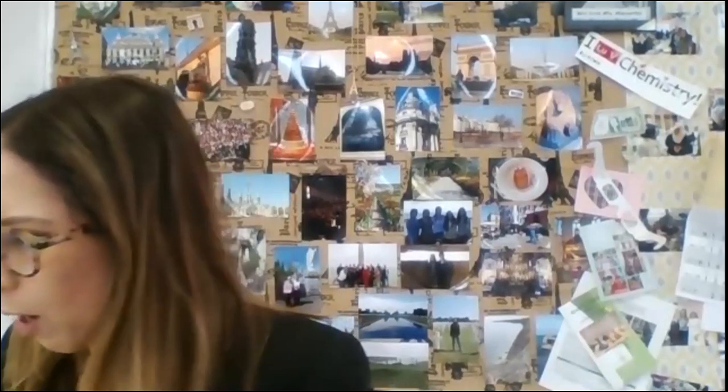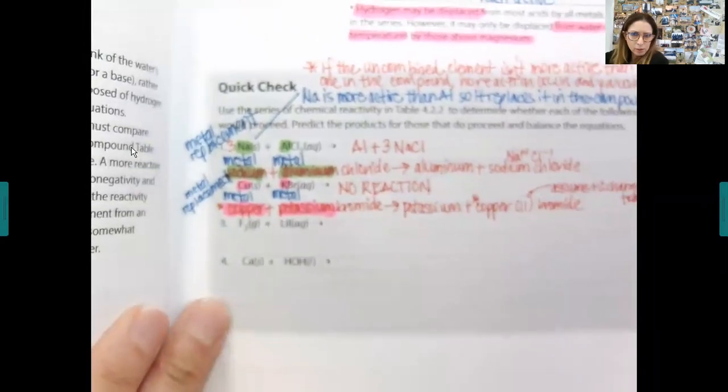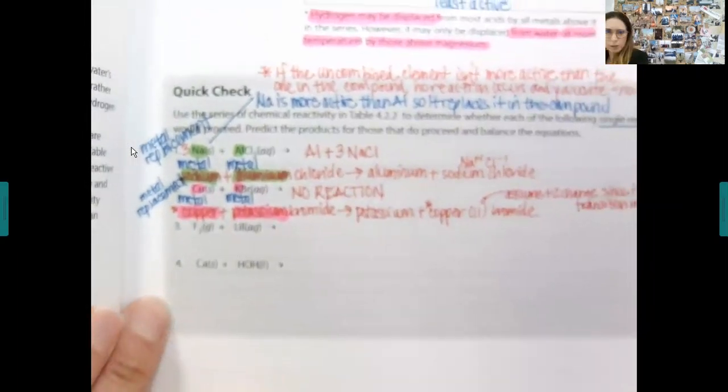Okay, you're going to take a look at page 177 and we're going to go over the quick check problems numbers 3 and 4. Let me share my screen. We are down here.